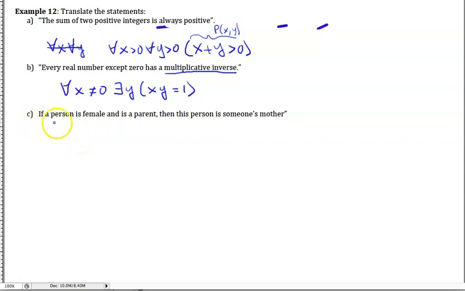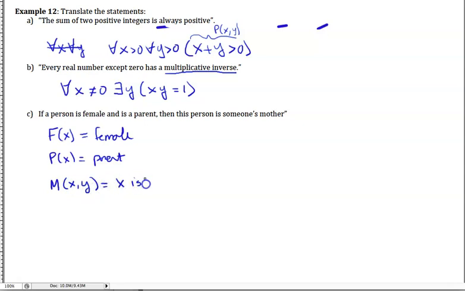Okay, so let's look at C. If a person is a female and is a parent, then this person is someone's mother. Let me define some things. F is female and P is parent. X is female, X is a parent. And then this person is someone's mother. So mother has to be two variables, like X is the mother of Y.